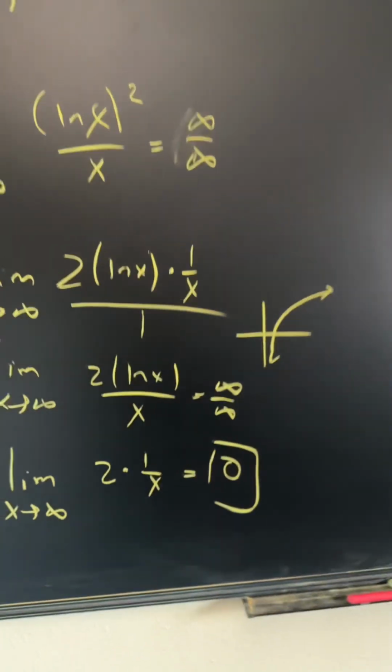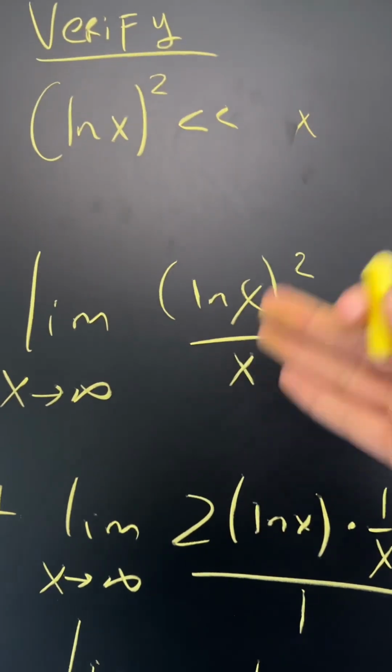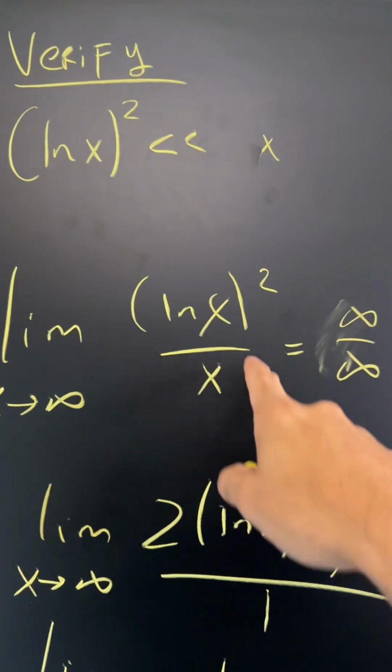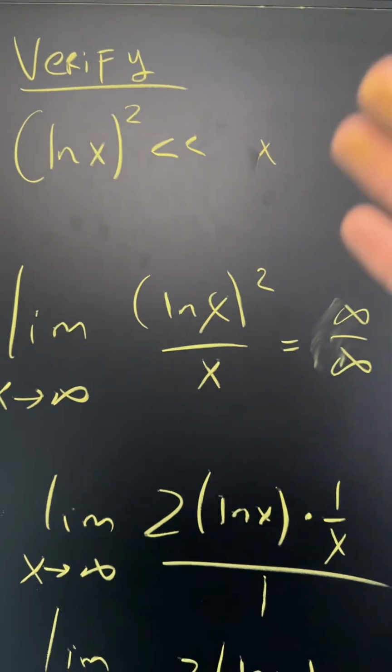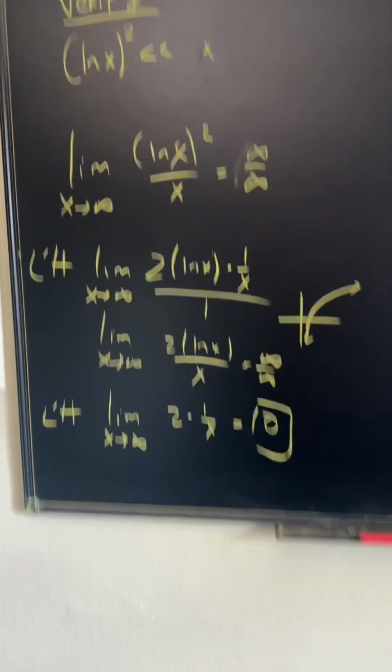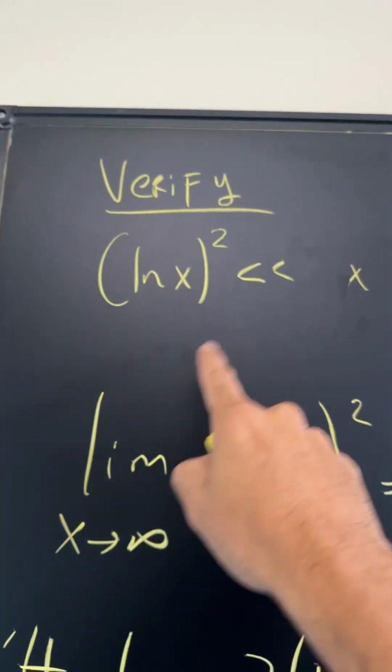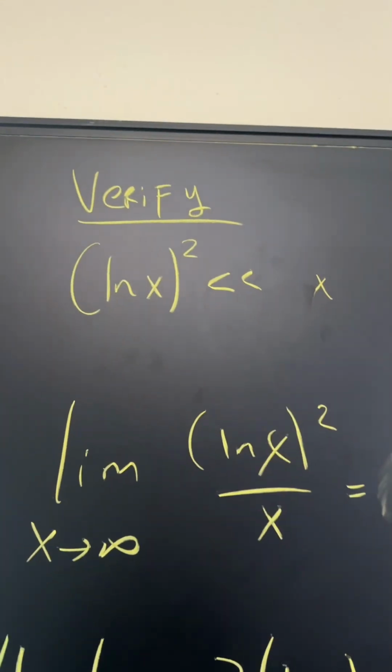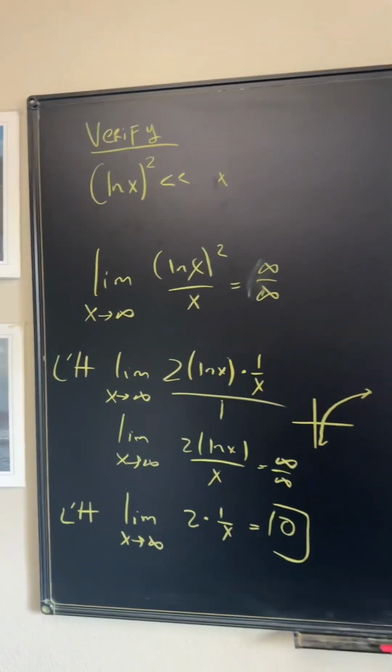So that tells us that this function on the bottom is growing much faster than the function on top, therefore making this proportion equal to 0 or approach 0, thus proving that this function grows a lot slower than the function x. And that's how we do that particular calculus problem.